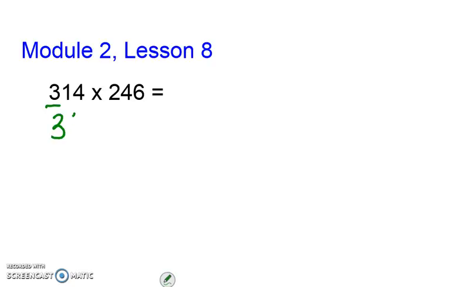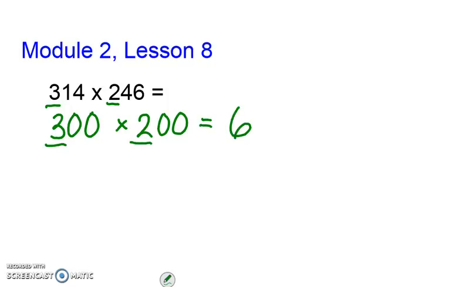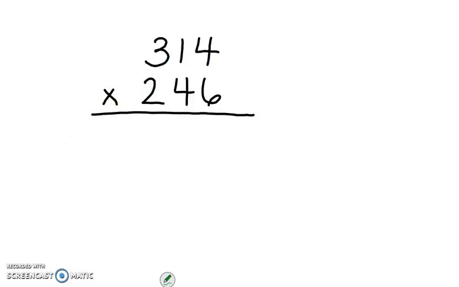314 is about 300. 246 is about 200. I can use a basic fact, 3 times 2 is 6, and add on 1, 2, 3, 4 zeros. I know now that my product should be about 60,000. Now I'm ready to actually multiply.